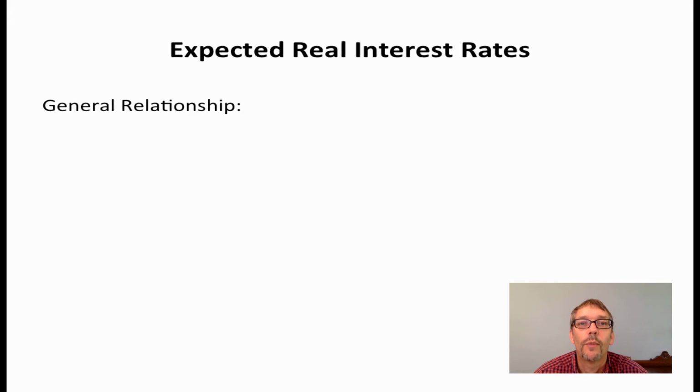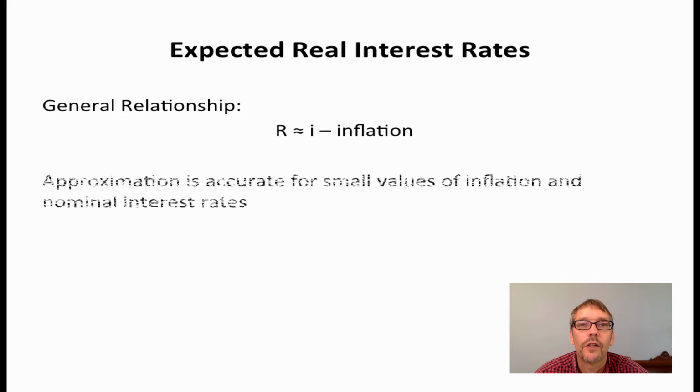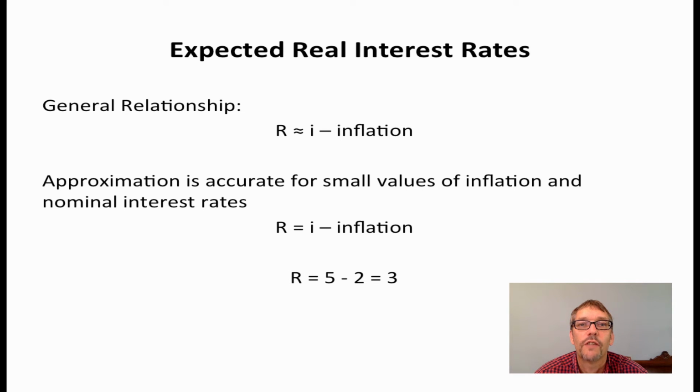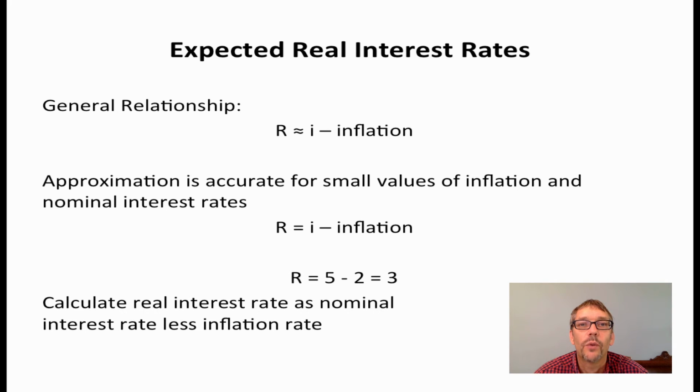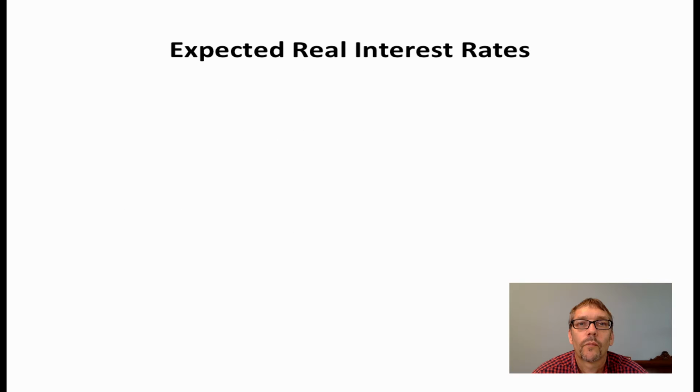This relationship between nominal and real interest rates is general, and we can write that the real interest rate is approximately equal to the nominal interest rate minus the rate of inflation. For relatively small values of inflation and the nominal interest rate, this approximation is quite accurate, and it is conventional to replace the approximation sign by the equality sign. So, in our previous example, the real interest rate is equal to 3%. That is, the nominal interest rate of 5% minus the inflation rate of 2%. In general, we can compute the real interest rate as the nominal interest rate minus the rate of inflation.